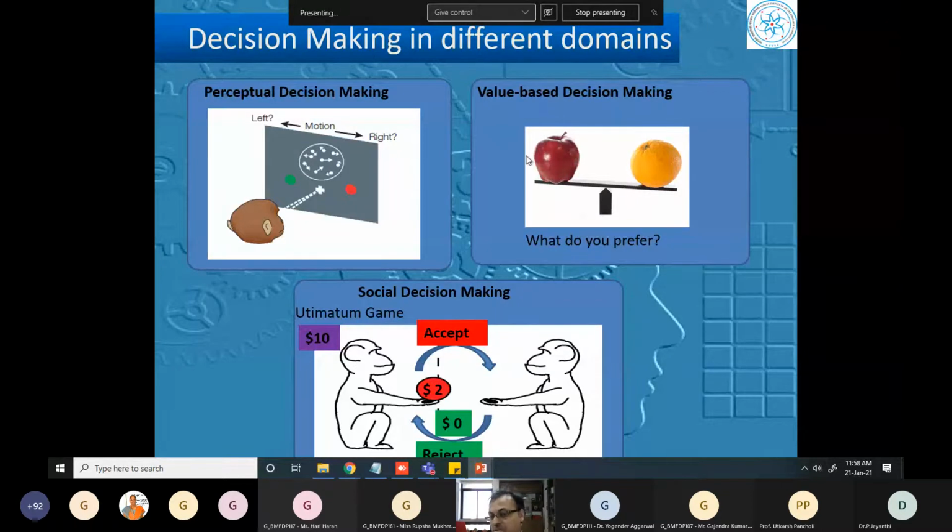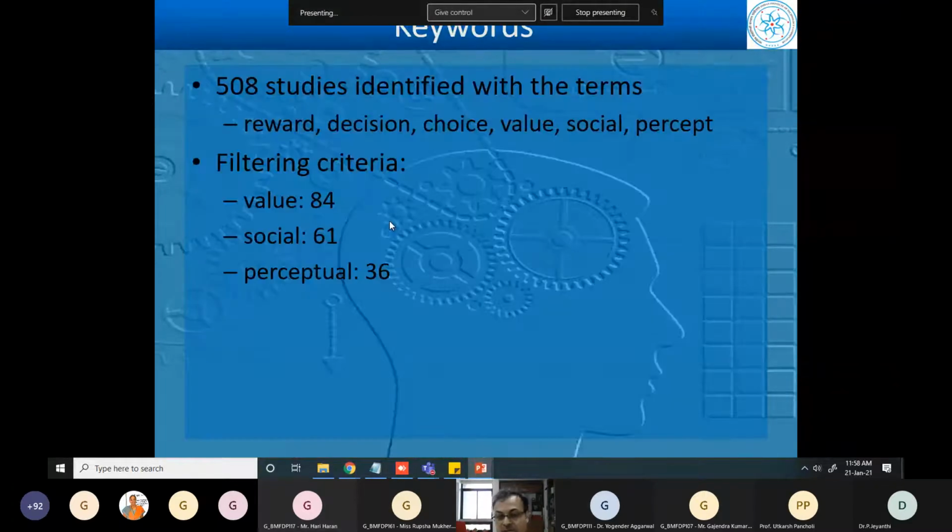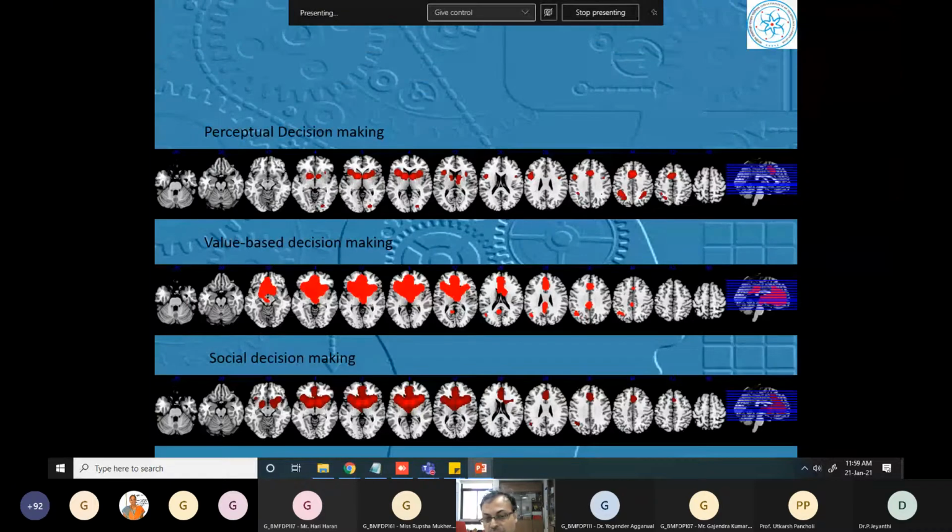So these are, as you see, very different types of tasks, but they are all related to decision making. If you are doing an experiment, you are only doing it in any one of the domains. It's not possible to do an experiment which combines all the domains. So obviously that is a good reason to do a meta-analysis, right? So we identified a number of studies and filtered them, and you do this meta-analysis. Okay, well and good, right?